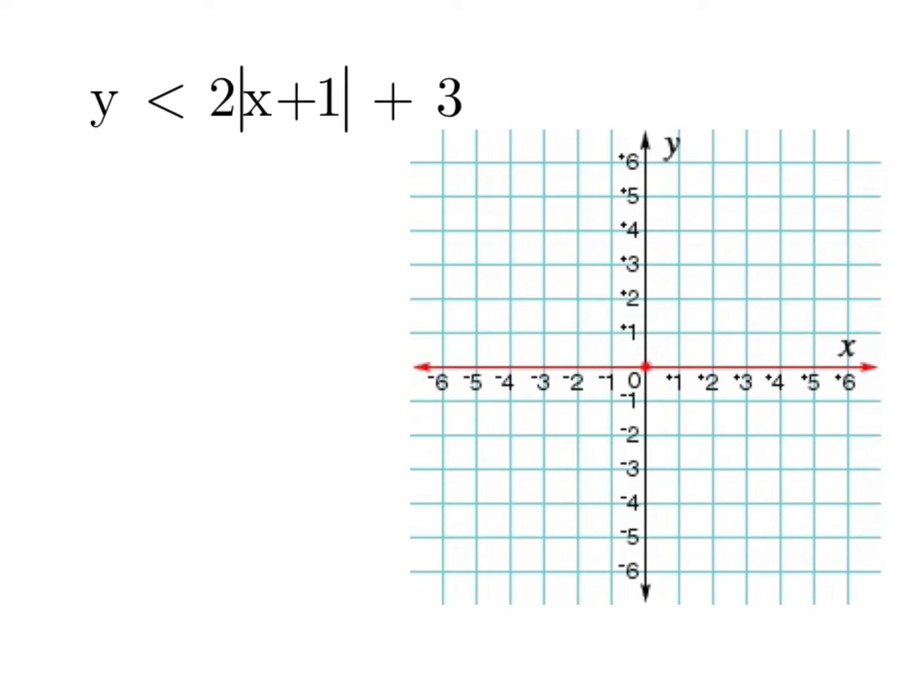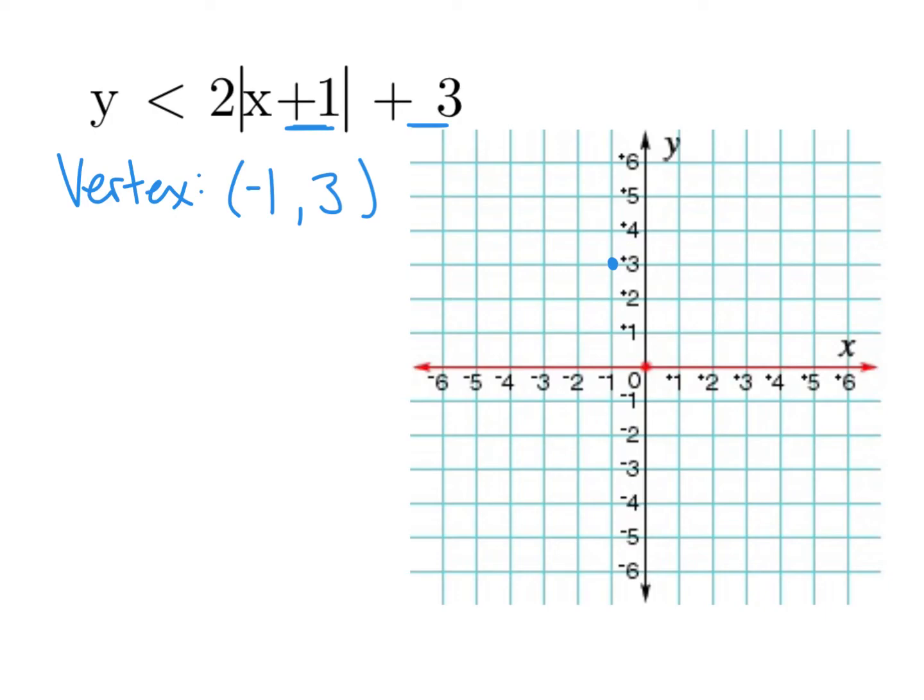y is less than 2 times the absolute value of x plus 1, plus 3. Of course, the first thing we want to find is our vertex. Again, our vertex has an x-coordinate and y-coordinate that depends on these two numbers. The x-coordinate is going to be the opposite of what we see on the inside, so negative 1 instead of that plus 1. And the same as what we see on the outside, so plus 3 means our y-coordinate is plus 3. So our vertex happens at (-1, 3) right here.